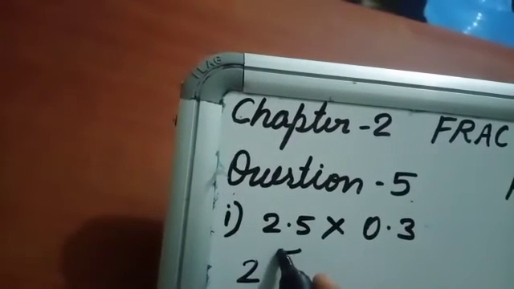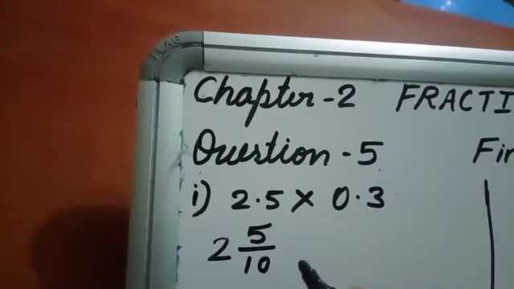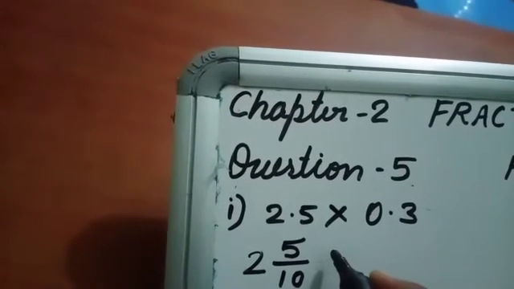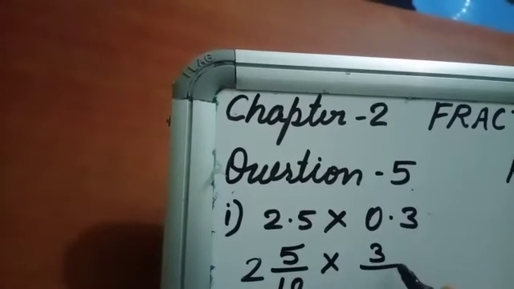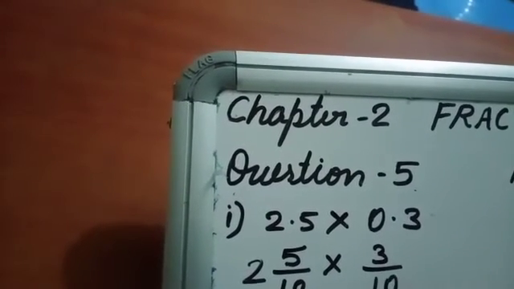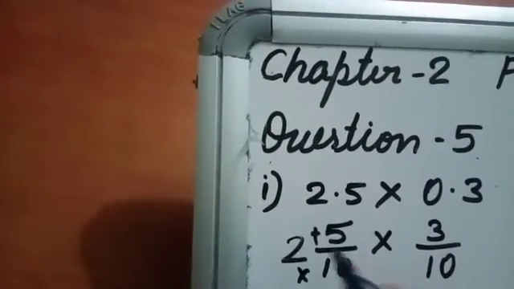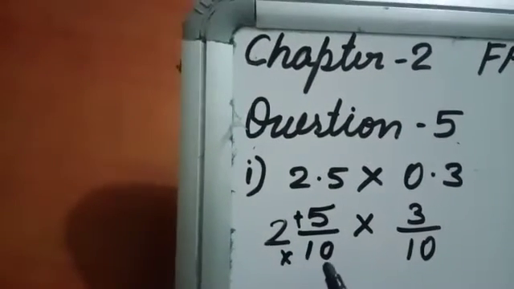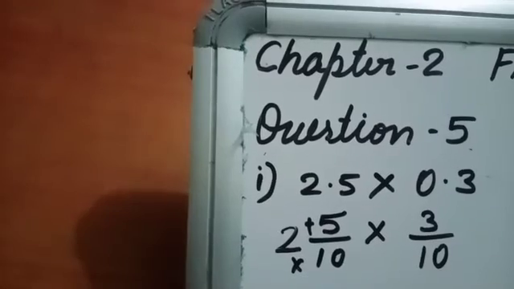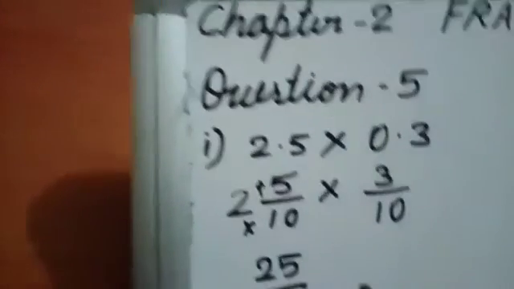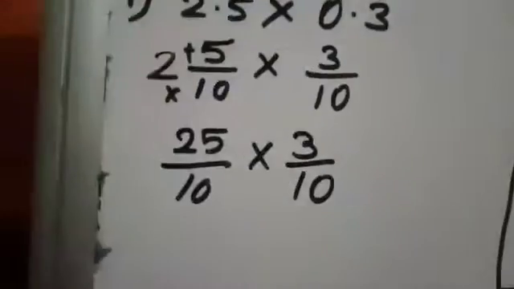2 can be written as a whole number, 0.5 can be written as 5 upon 10. Why? Because it is in the 10th place. Here 0 is the whole number, so no need. 3 is in the 10th place, so we are writing 3 upon 10. Now when we have the mixed fraction, let us convert into improper fraction. 10 2s are 20 plus 5, 25 upon 10 into 3 upon 10. Now both we have got the fraction.